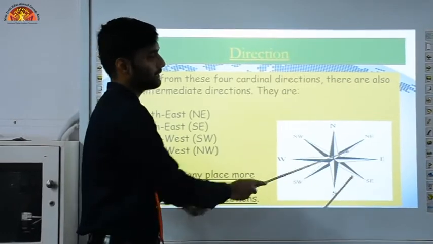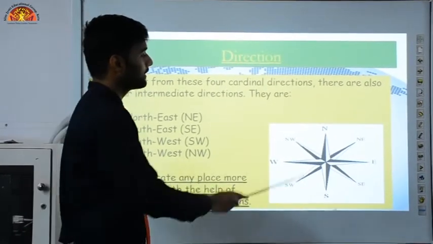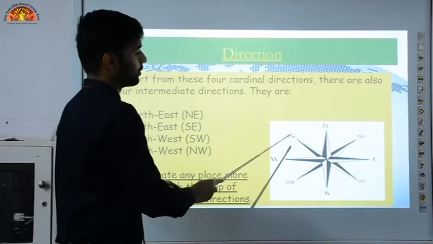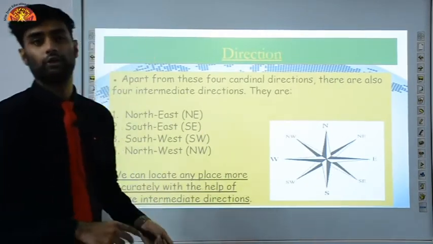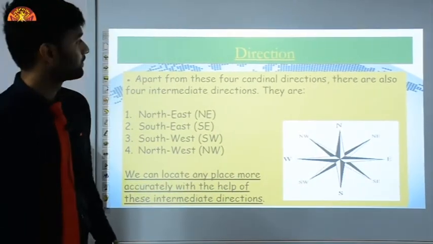North, west, south, east, these are the cardinal directions or cardinal points, and northeast, southeast, southwest and northwest, these are the intermediate points or intermediate directions.